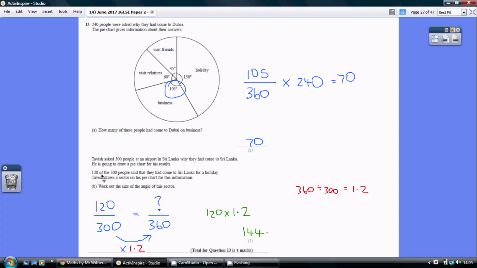120 out of 300 people is how many degrees out of a total of 360 degrees. So how do we convert this fraction to this fraction? Well, look at the denominator. How do we scale up 300 to 360? Well, do it in reverse. Do 360 divided by 300, and we can see the multiplier is 1.2. To convert 300 into 360, we multiply by 1.2. So similarly, on the numerator, we're going to have to do 120 times 1.2, which is 144.